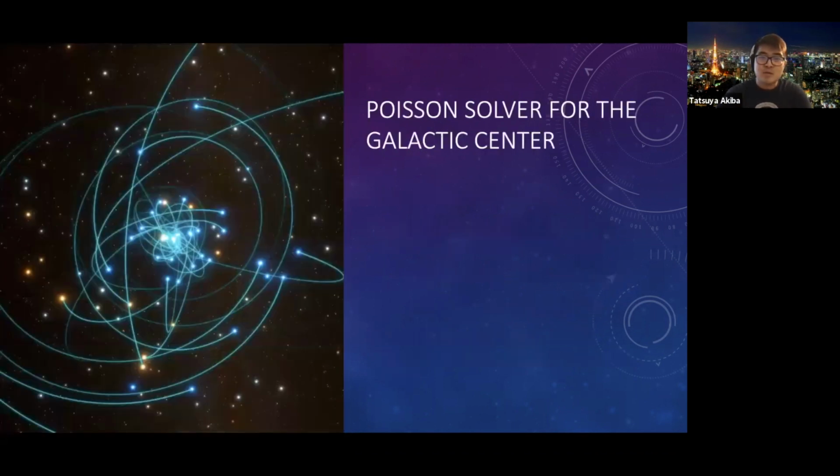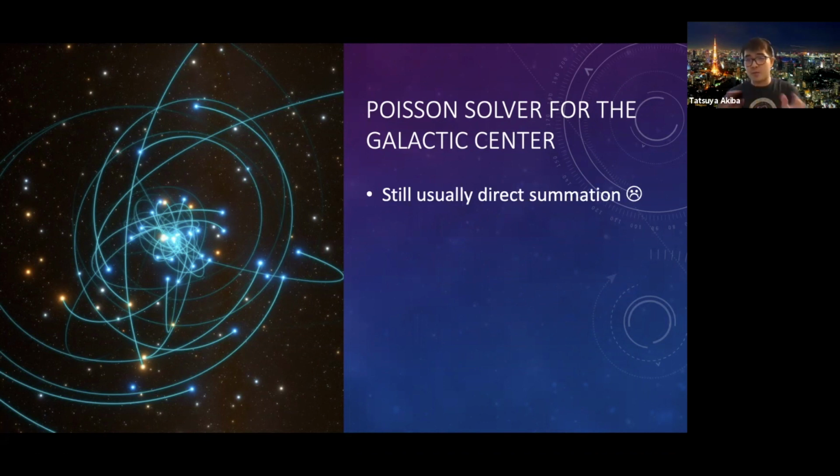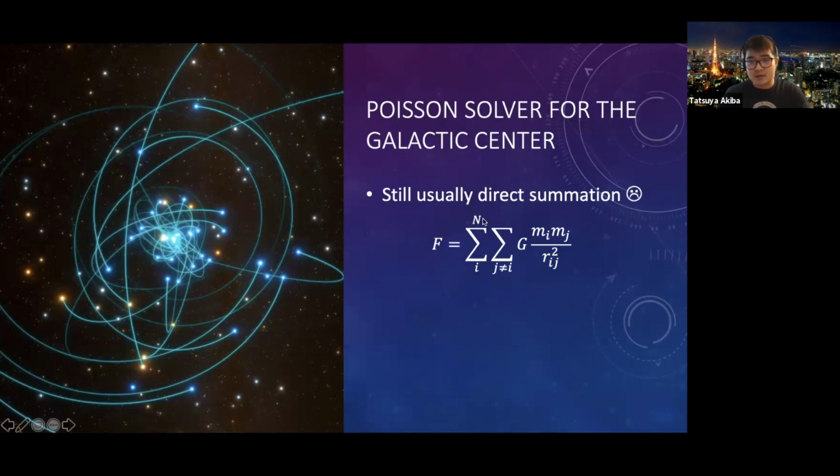Okay, but now we're going to talk about the galactic center specifically and what sort of Poisson solver is used there. And I have some bad news. It turns out that we usually just use direct summation. So we can't use the tree method or the particle mesh method when we're doing stars near the galactic center. This is going to look like a double sum in terms of the computation. For each of the particles, we're going to consider each of the interactions, and then consider the sum of, in the case of Newtonian, GMM over R squared for each of the pairs. So n times n minus 1 interactions.